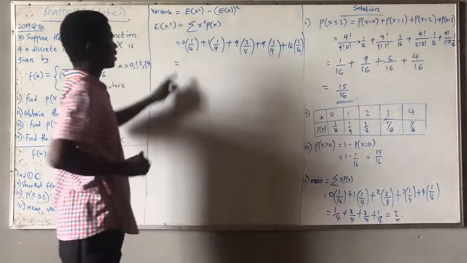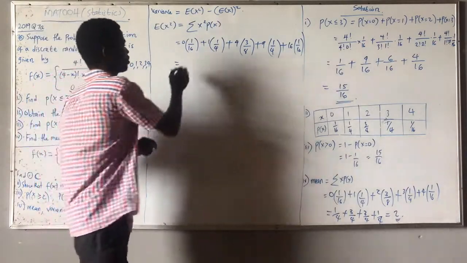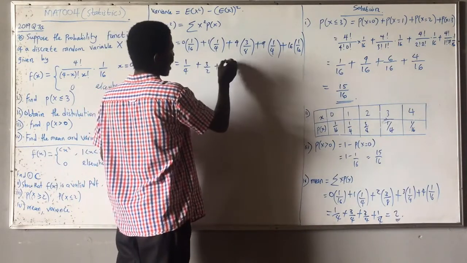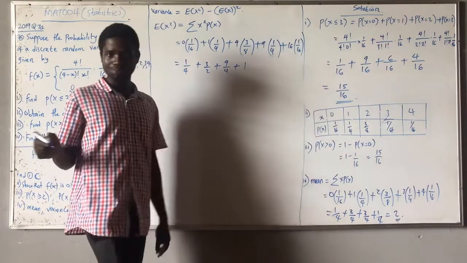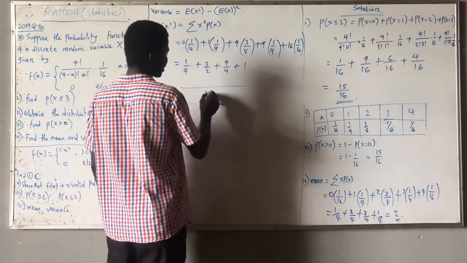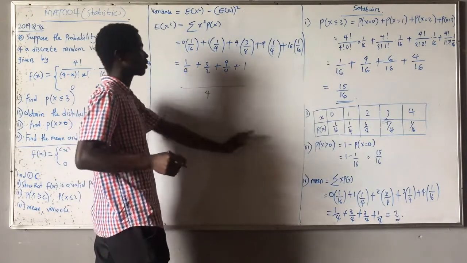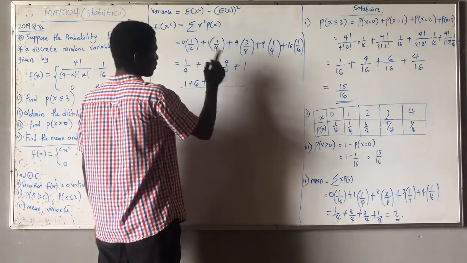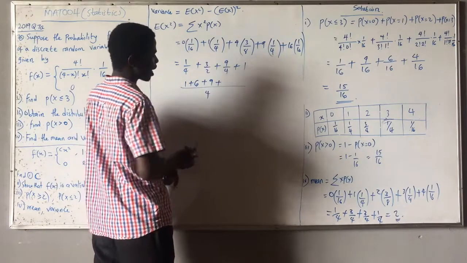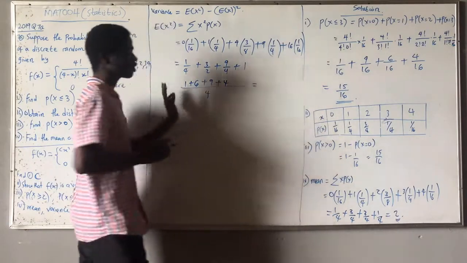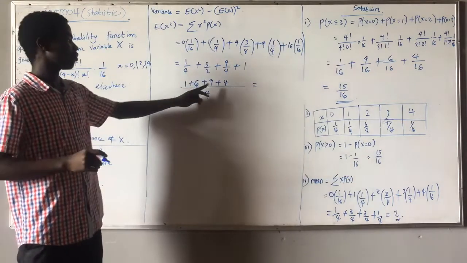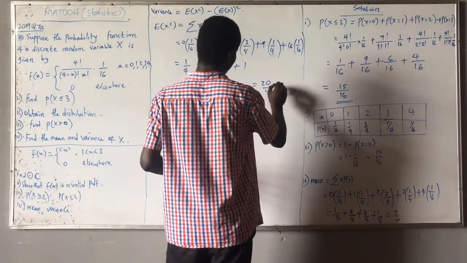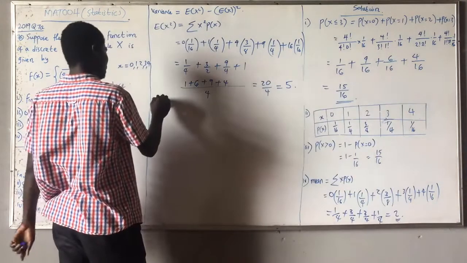So what do we have? 0 multiplied by 1 over 16, 0. 1, this one is 1 over 4. Plus this one will give me 3 over 2. Plus 9 over 4. Plus 1. Now, the LCM here is 4, or you just use a calculator, add it up, you get your answer. 1 plus 6 plus 9 plus 4 gives me 20. 20 over 4 will be equal to 5.